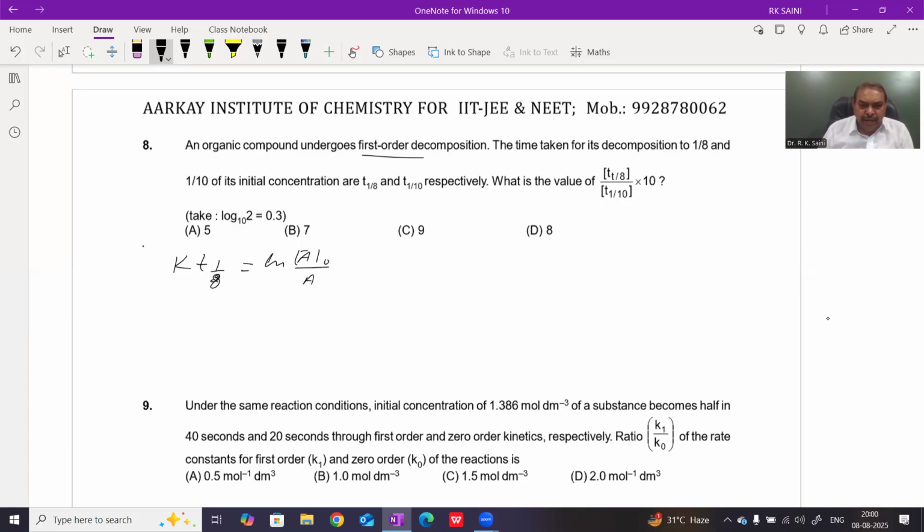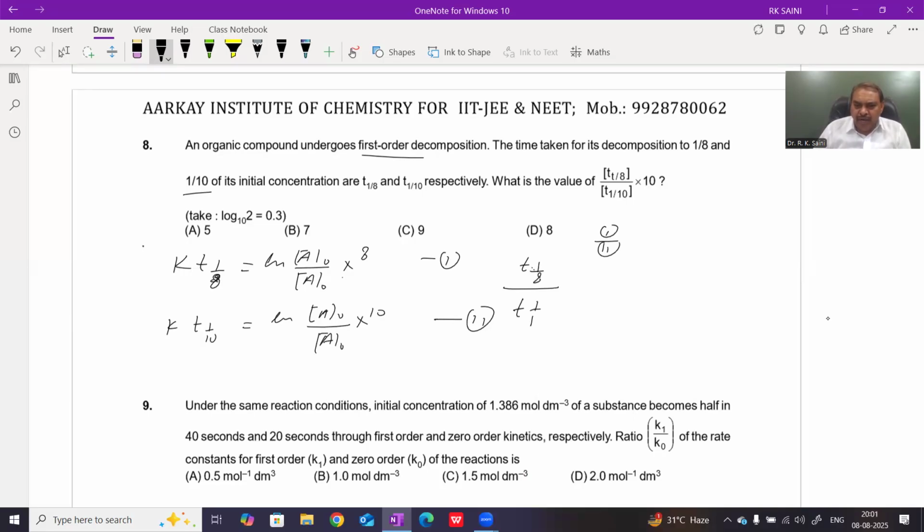a naught upon 8, equation number 1. And for the second given data, 1/10: k t equals ln a naught, and the remaining concentration is a naught divided by 10. These two equations we then solve. T 1/8, equation 1 divided by equation 2. Then we obtain T 1/8 to T 1/10 equals ln 8 upon ln 10.